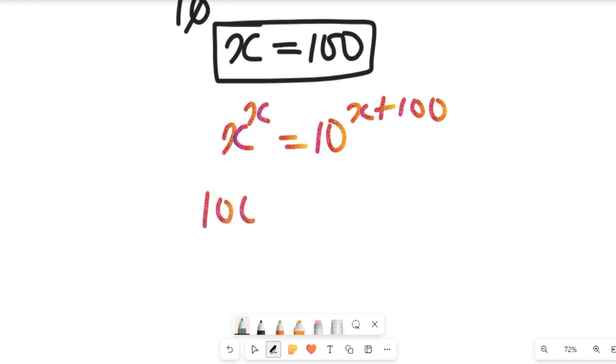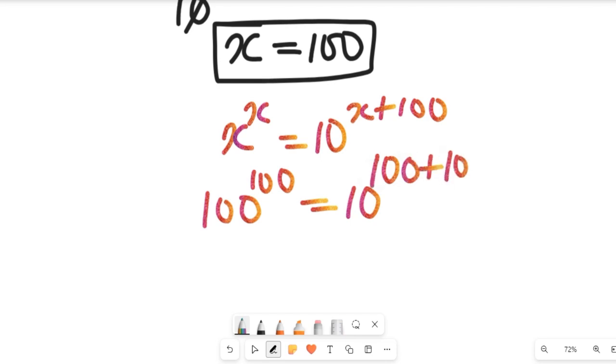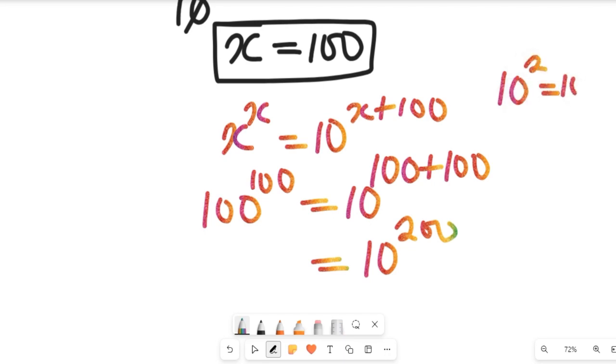We'll have 100 to the power of 100, right? And this will be equal to 10 to the power of 100 plus 100. So 100 plus 100 will give us 10 to the power of 200. Now remember, 10 to the power of 2 is equal to 100, right? So if we have 10 to the power of 2, and this will be raised to the power of 100.